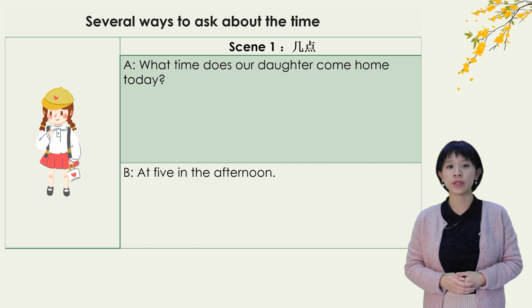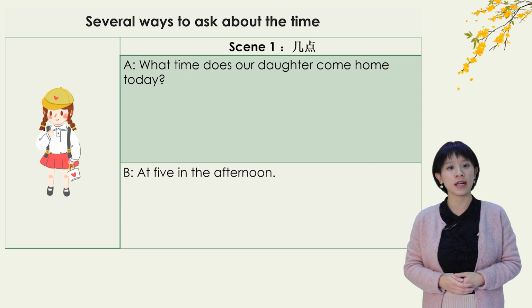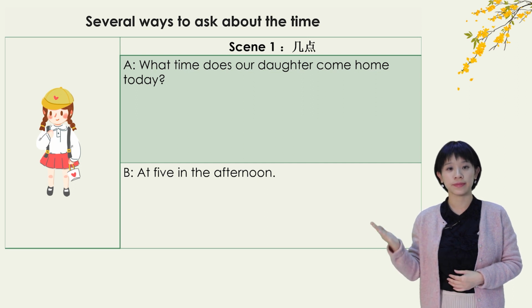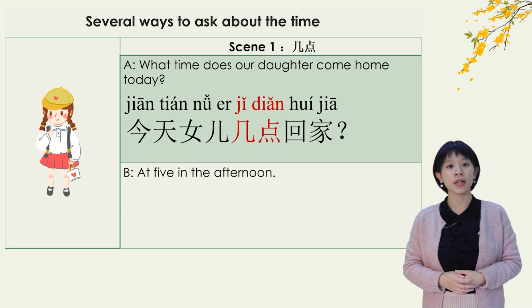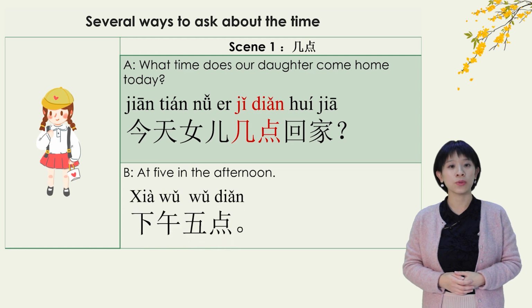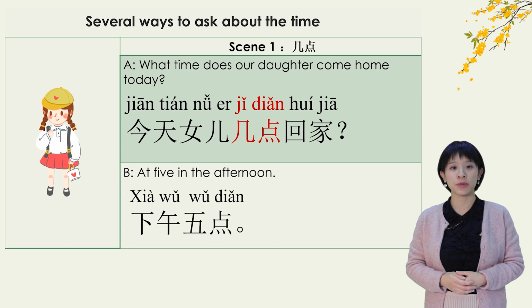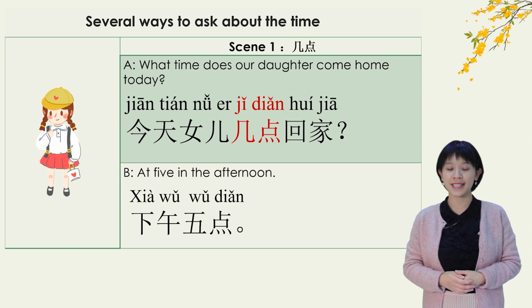Now, let's use time flexibly, as there are several ways to ask about the time. Let's look at 4 examples. What time does our daughter come back home today? At 5 in the afternoon. 今天女儿几点回家? 下午5点. Be careful to place the time concept before the verb. Do you have it right?